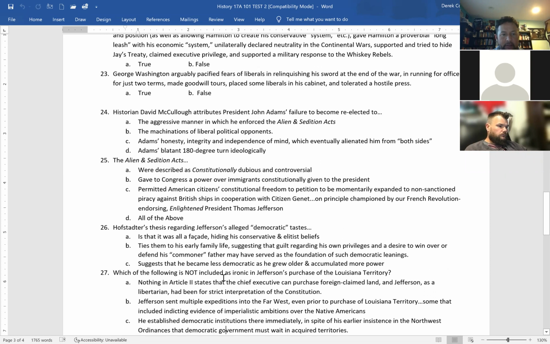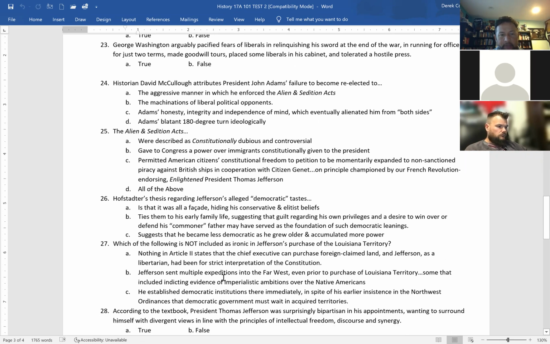All right. Remember, Hofstadter's thesis is the mommy and daddy thesis that applies to number 3 of the great man history of the early republic. So remember the childhood psychology thesis about Jefferson with his mom and dad and their different stations in the socioeconomic pyramid and how it psychologically affected him to become a person who would identify with the common people by the time he became president.